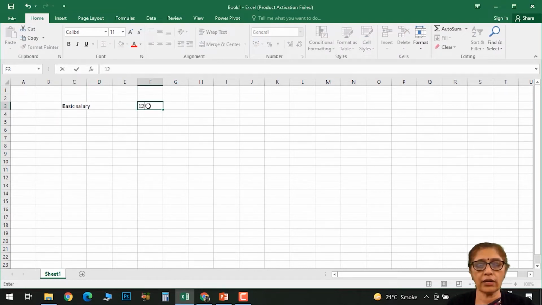Let's say your basic salary is 1,20,000. Let's say your DA is 12,000. We'll stick to the same simple figures. Let's say your commission is a fixed amount of 10,000, and DA we are assuming as not being part of the salary. So DA is not a part of salary. This is only to keep your calculations simple.